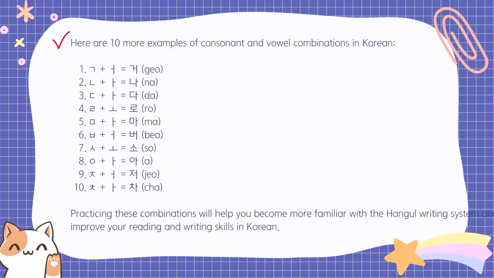Here are 10 more examples of consonant and vowel combinations in Korean. 기억 plus 오, 고. 니은 plus 아, 나. 디귿 plus 아, 다. 리을 plus 오, 로. 미음 plus 아, 마. 비읍 plus 오, 버. 시옷 plus 오, 소. 이응 plus 아, 아. 지읒 plus 어, 저. 치읒 plus 아, 자. Practicing these combinations will help you become more familiar with the Hangul writing system and improve your reading and writing skills in Korean.